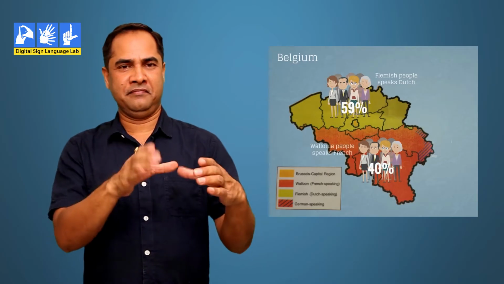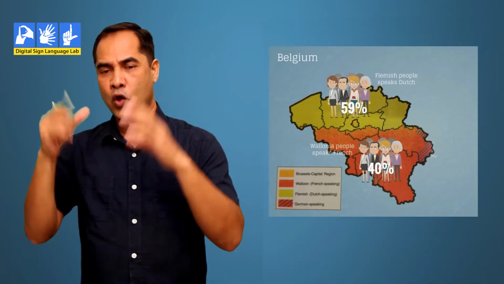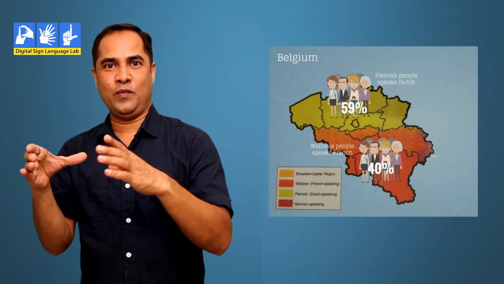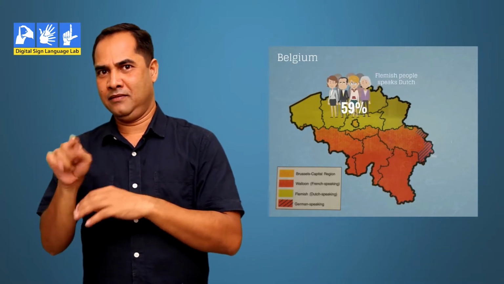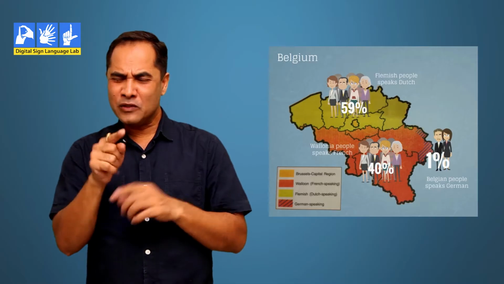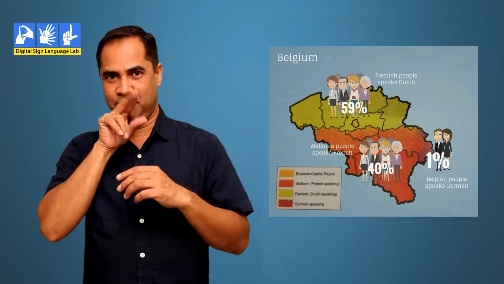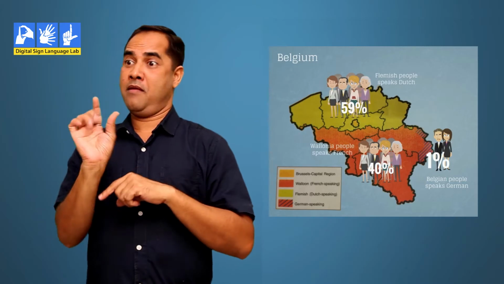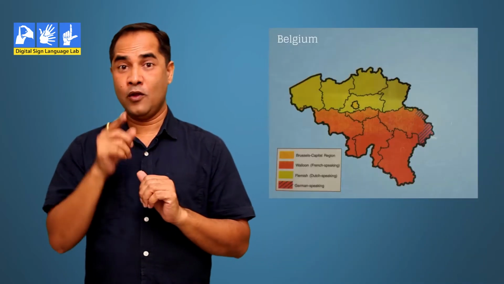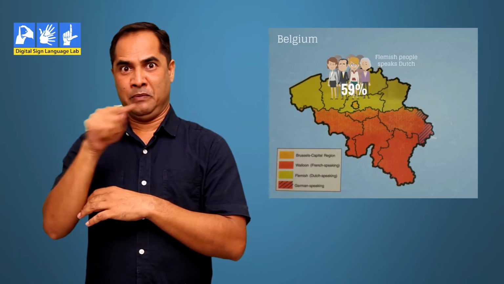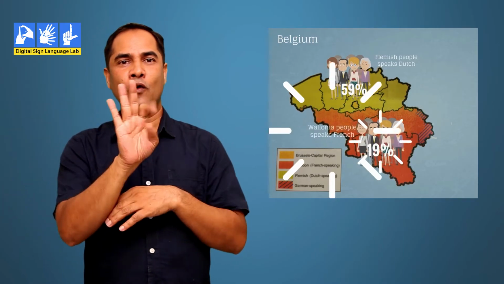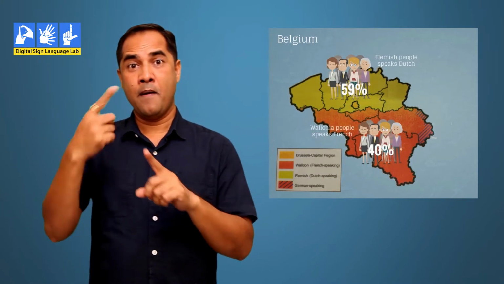Now in Belgium, we have different ethnic groups. One group is the French-speaking community, which is 40%. The second group is the Dutch-speaking community, which is 59% of the population. Additionally, we have a small group of German-speaking people, which is 1%. Belgium doesn't have its own language. Now, if you see, the majority is 59% and the minority is 40%.